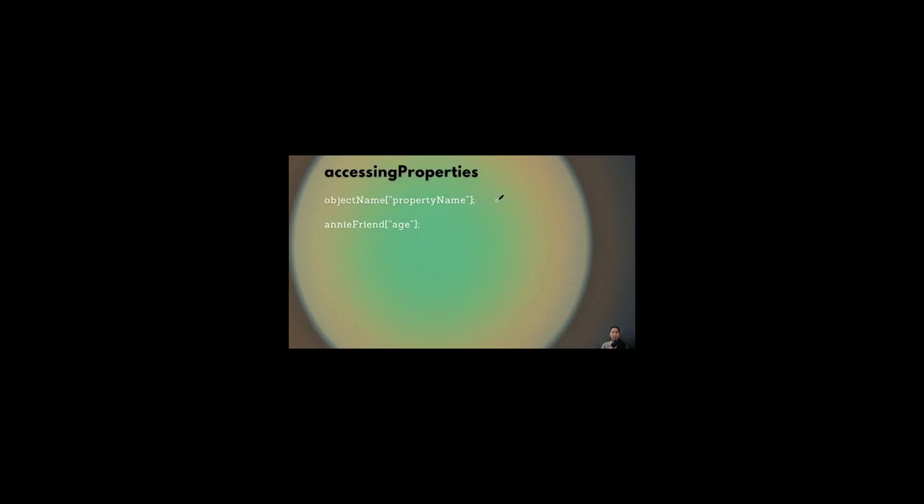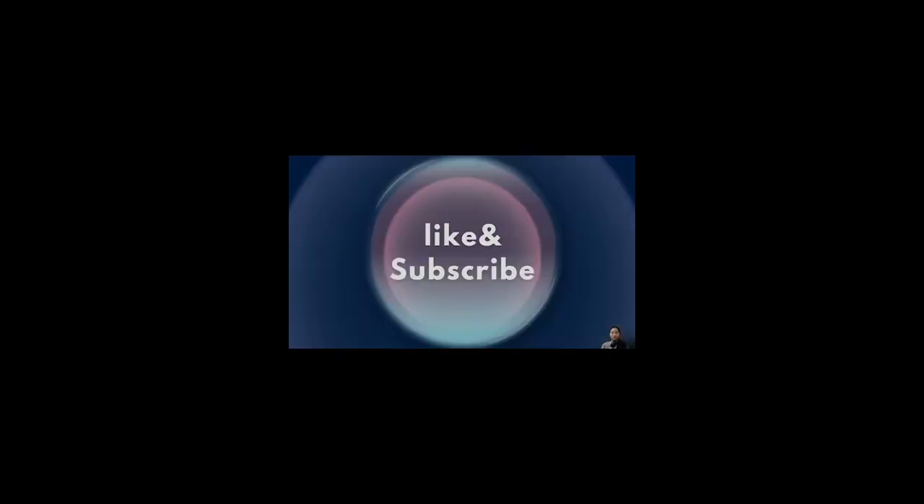Last but not least, accessing the properties. We're not going to use an index, but we're going to go with the property name, okay? Object name, property name, Annie's friend, age. If you print this out, it's going to give us 12.